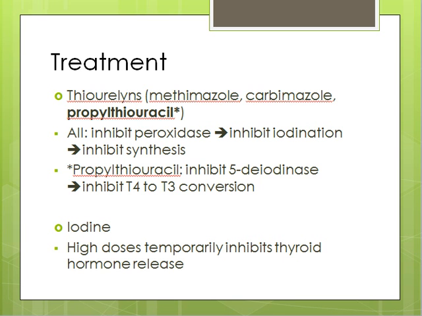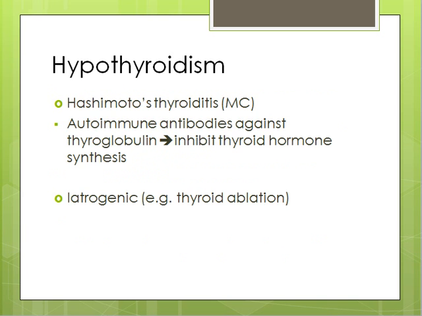Now, finally, there's another method that you can use to treat hyperthyroidism, and that is to give the patient a high amount of iodine. For some unknown mechanism, it appears that if you give patients a high amount of iodine, it actually temporarily inhibits the thyroid hormone from being released.